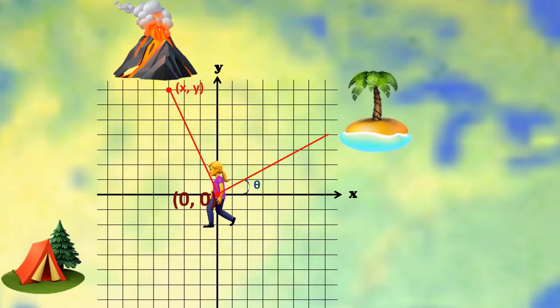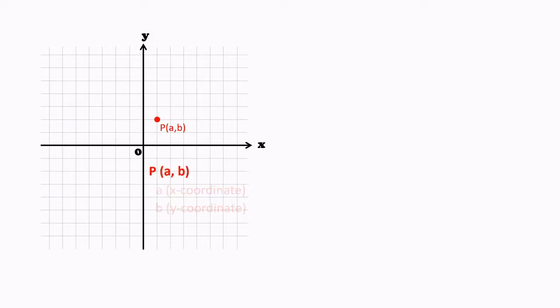Before we go into this, let's have a quick revision on some basic concepts. In a rectangular coordinate plane, there is a horizontal x-axis and a vertical y-axis, and they intersect at point O, the origin. The coordinates of a point is defined as brackets a, b, where a is called the x-coordinate and b is called the y-coordinate.